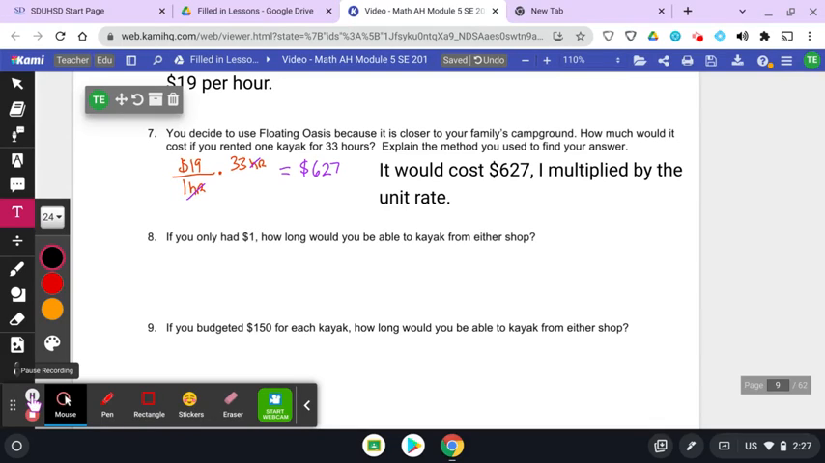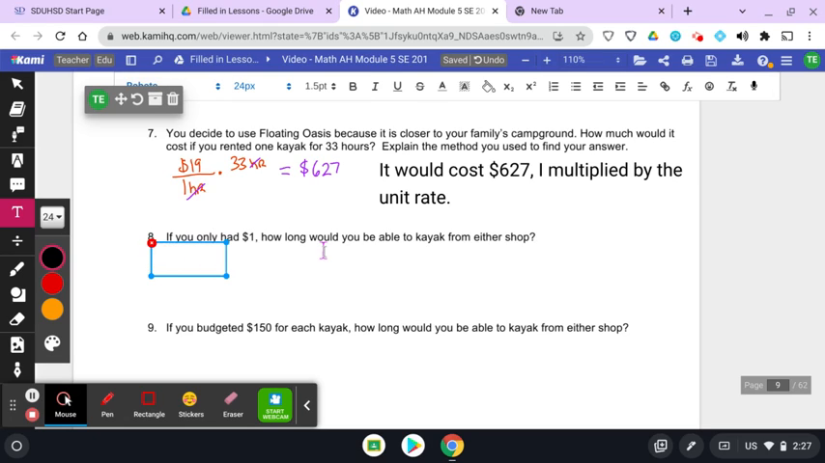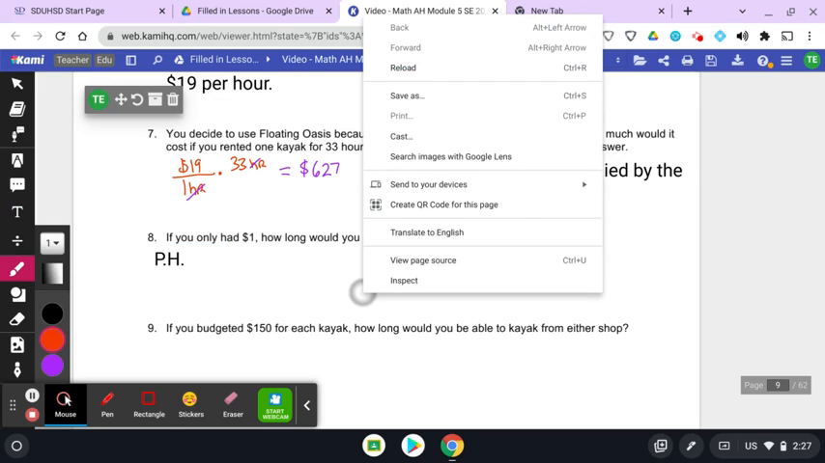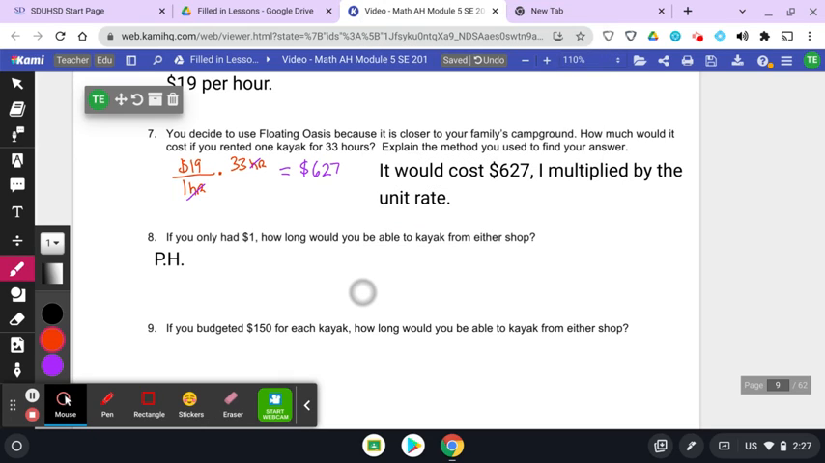All right, number 8. If you had $1, how long would you be able to kayak from either shop? The answer, not very long, because $1 is not going to get you very much. But they want us to find each, so we'll do it. Paddle Haven. So this time I want to end with time on top, so I'm going to take my unit rate and flip it over. So at Paddle Haven, 1 hour cost me $18.50, and I want to know if I had a dollar.